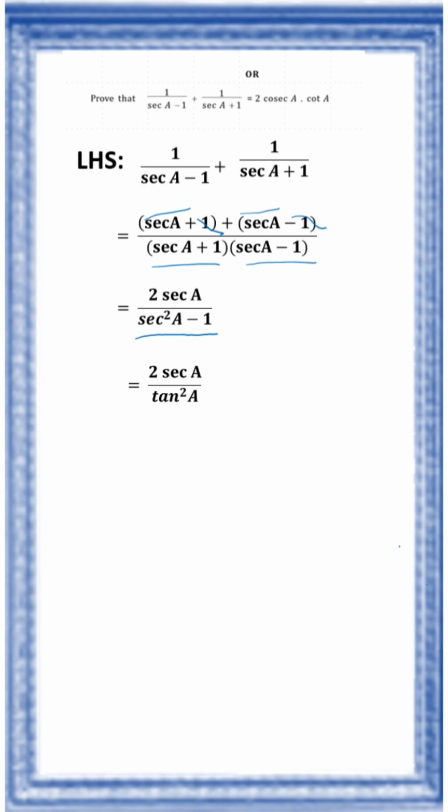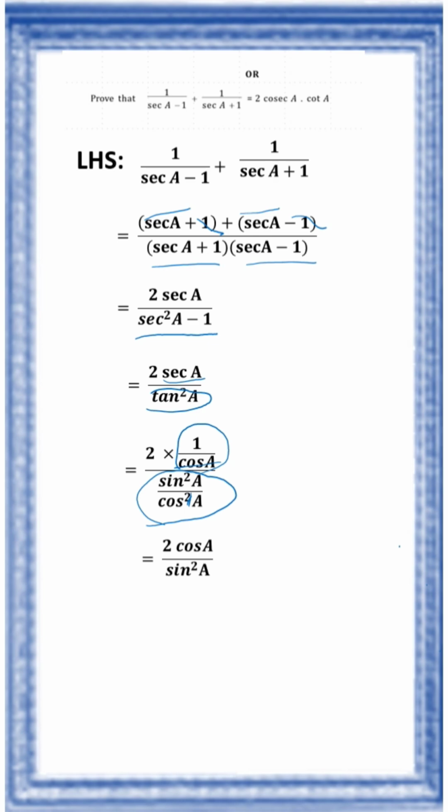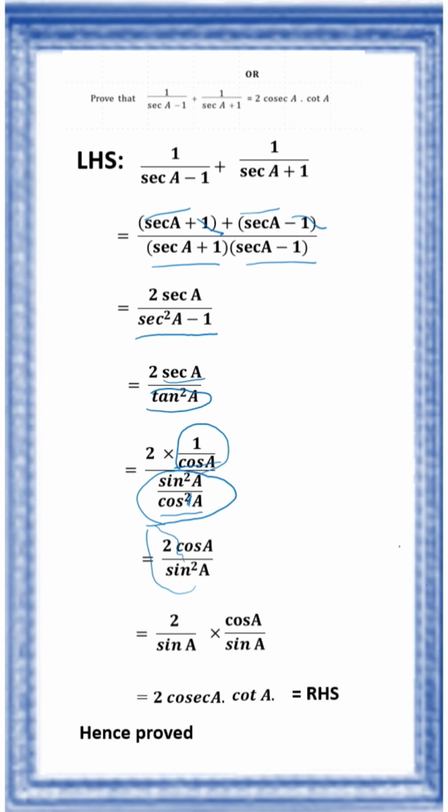Now let us rearrange this one. Let us convert secant and tan ratios into sin and cos ratios. 2 into secant A is 2 by cos A, and tan square A is sin square A upon cos square A. So here one cos A cancels with the other. Now this cos A goes to the numerator, over sin square A. Now let us rearrange this as 2 by sin A, into cos A by sin A. 2 by sin A is 2 cosecant A, and cos A by sin A is cot A, which is equal to RHS. Hence proved.